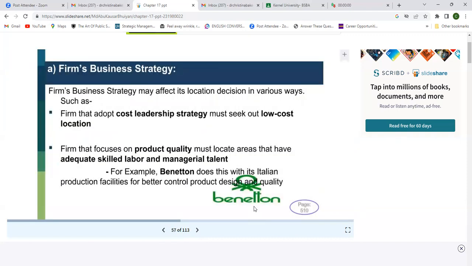A firm's business strategy may affect the location decision in various ways. For example, a firm can adopt the cost leadership strategy, so they seek out low-cost locations. Firms that focus on product quality must locate in areas that have adequate skilled labor and managerial talent. For example, Veriton does with its Italian production facilities for better control of quality.